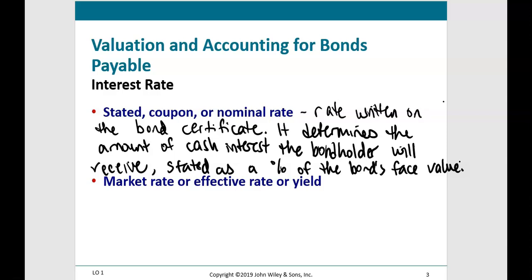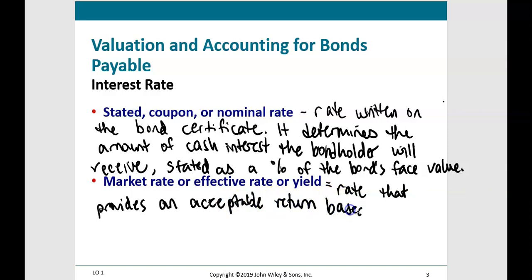The market rate, also known as the effective interest rate, also known as the yield on the bond, is the rate that the competitor bonds are offering, the rate out in the market, or the rate that provides an acceptable return commensurate with the issuer's risk. So if I was going to buy one certain company's bonds, and I was looking for about that level of risk, what is the amount of interest I'd expect to get? And this is the rate that's actually earned by the bondholders. So we see one rate is going to give us the amount of cash interest, but that's not necessarily the amount of interest that is earned by the bondholder, or necessarily the expense incurred by the bond issuer.